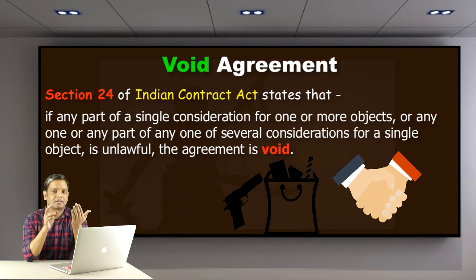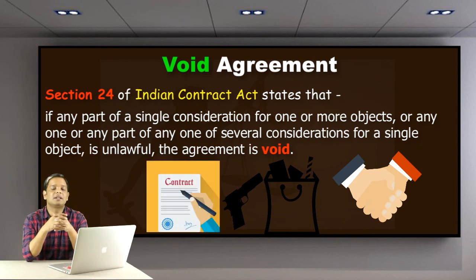Remember, we need a lawful object, only then can we make a valid contract. So out of 5 or 7 or 10, if even a single consideration is unlawful, then the whole agreement will be void under Section 24. So that is a void agreement. You have to ensure all the principles of the contract are fulfilled adequately, only then will your contract be valid, or else it is void.